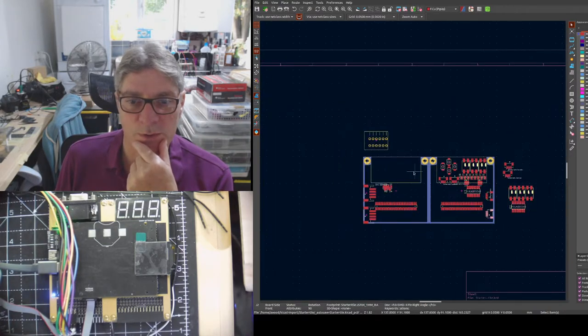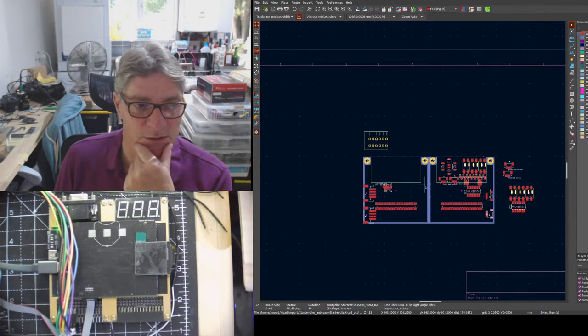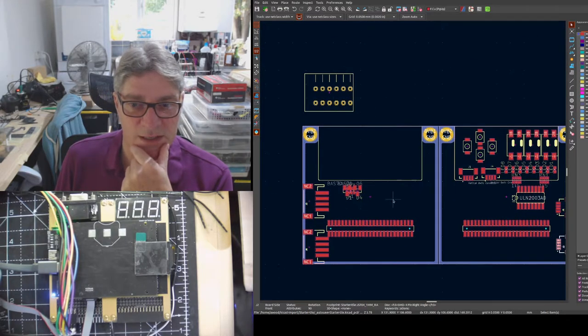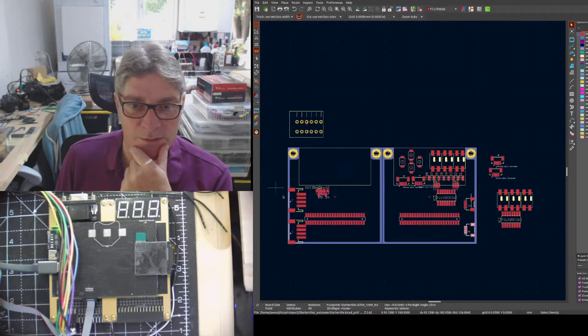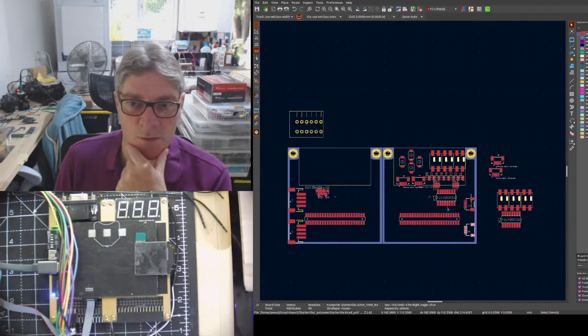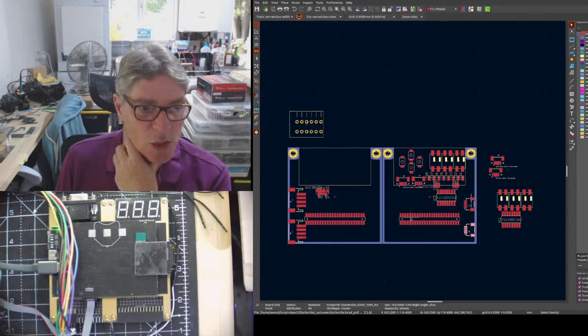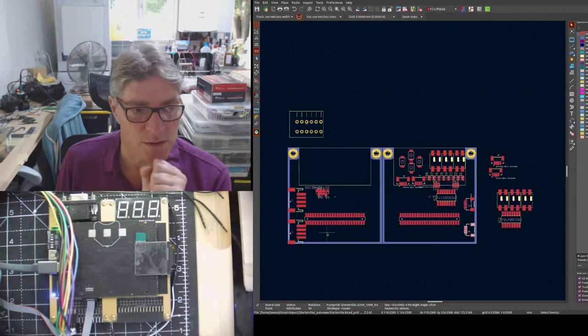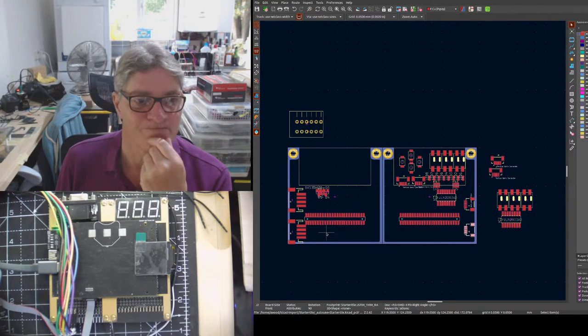So the question is, what do we put here? Ideas, please, folks, ideas. Because if we're going to do a double starter tile, we need to put something here, and it needs to be surface mount, preferably, and low cost. Because this whole double starter tile needs to be low cost. What else would you need on a starter tile? That's my first question.